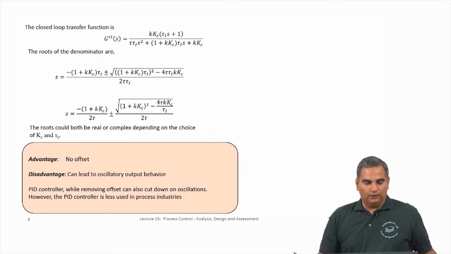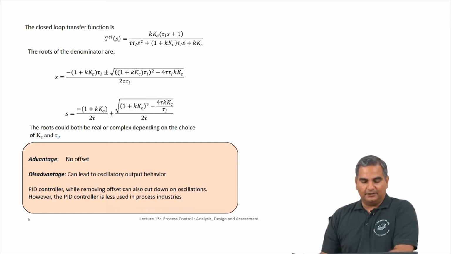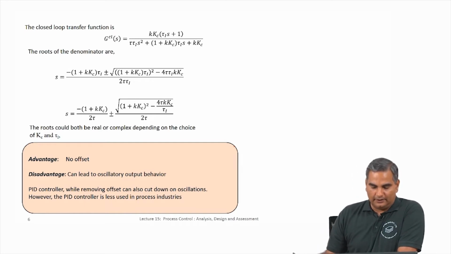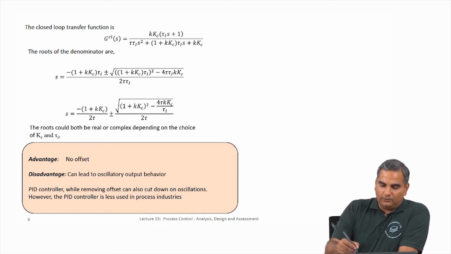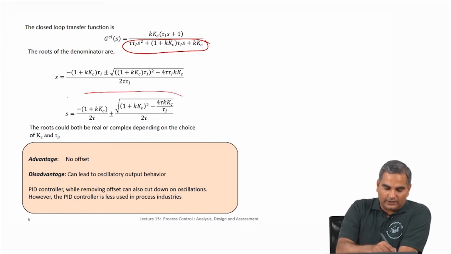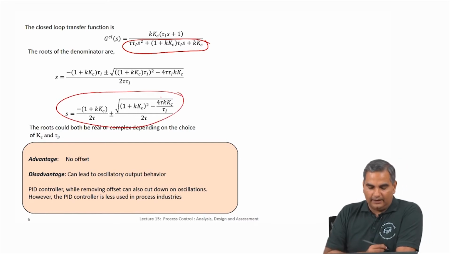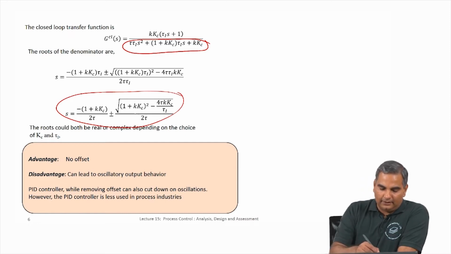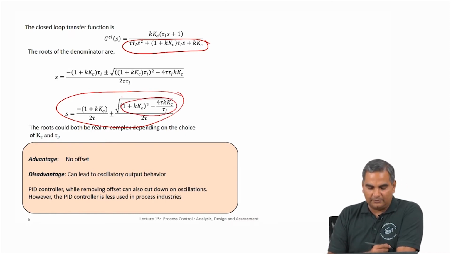However, if you look at this closed loop transfer function for, let us say, this example, you will see that the denominator now becomes a quadratic equation, and you can write a solution for a quadratic equation, right. And depending on the values of tau, Kc, tau I and so on that we choose, it could happen that the term inside the root becomes negative, in which case we get complex roots for this closed loop transfer function.